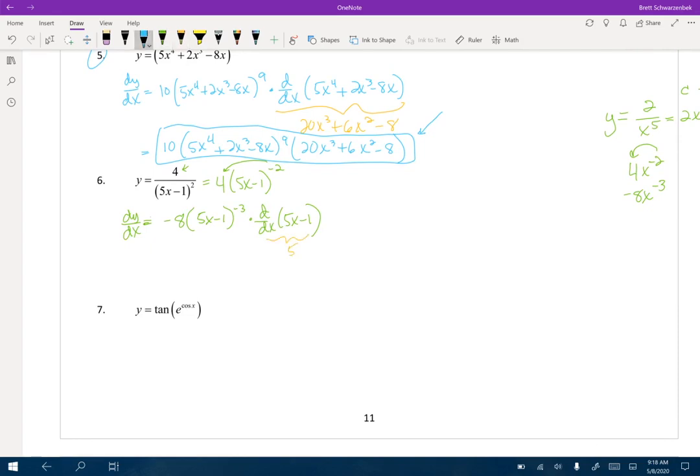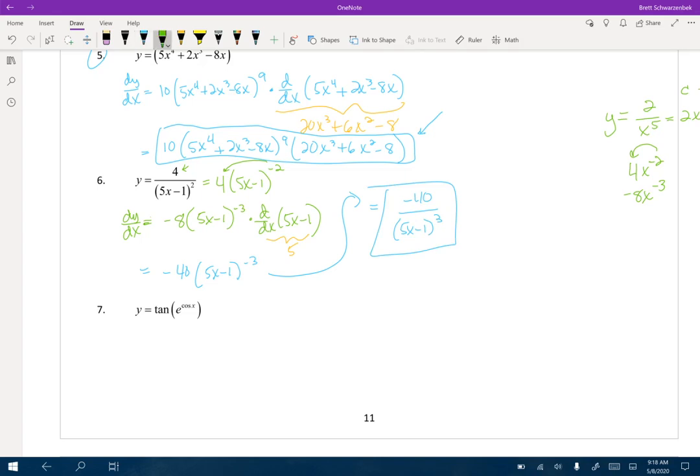Therefore, if we multiply this 5 times the negative 8, we get negative 40 times 5x minus 1 to the negative 3. Ideally, we do not leave negative exponents, so we would write negative 40 over 5x minus 1 to the positive 3, which is our derivative for our function.